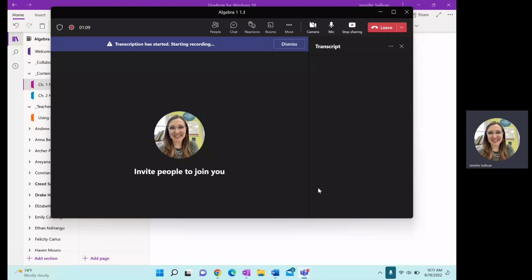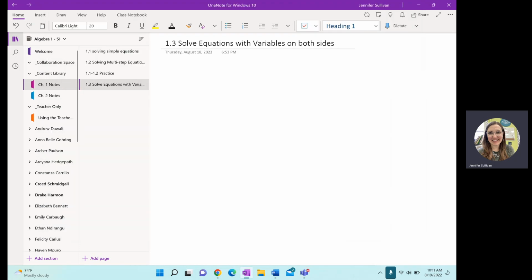All right. Hey, class. We are going to be checking out notes for section 1.3 today. We're going to be solving equations with variables on both sides of the equal sign. When we are working on these types of problems, the name of the section really kind of gives away what's different from what we've been doing the last couple days with solving equations.